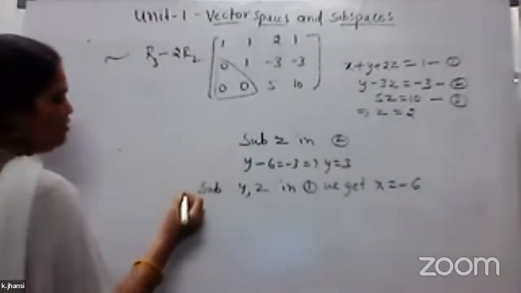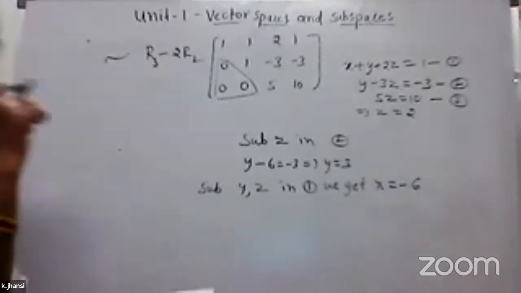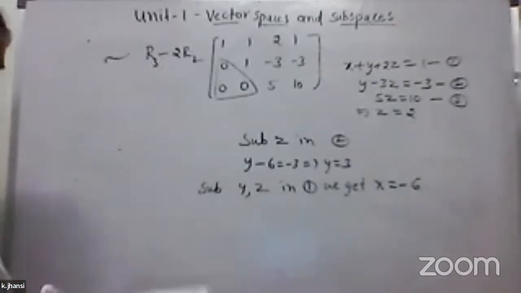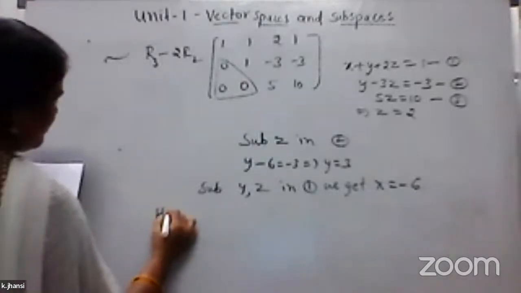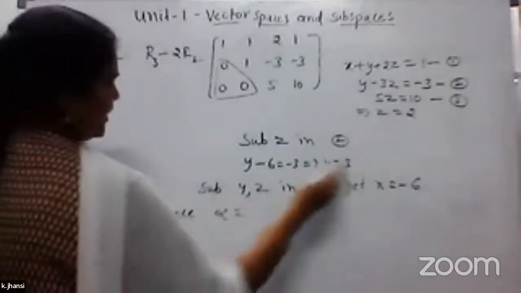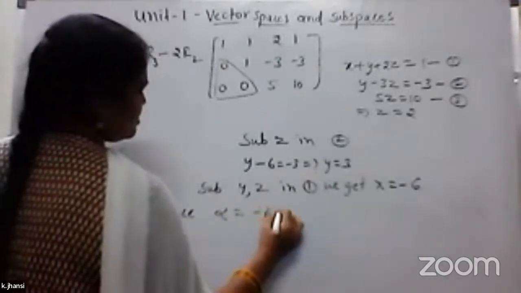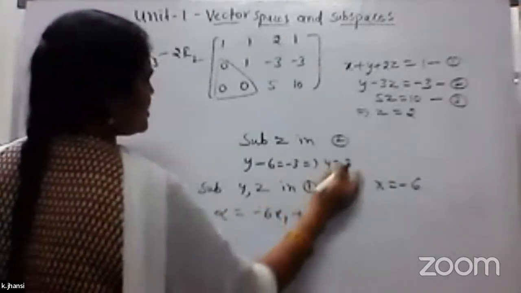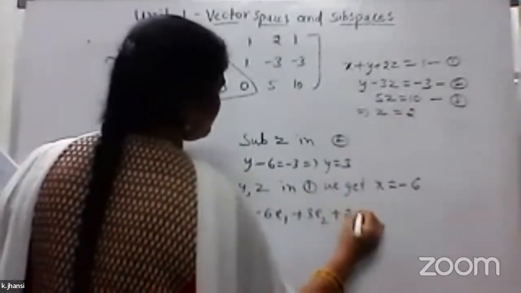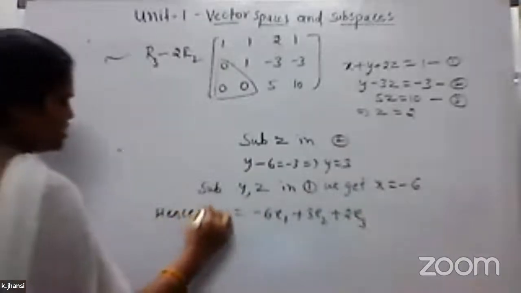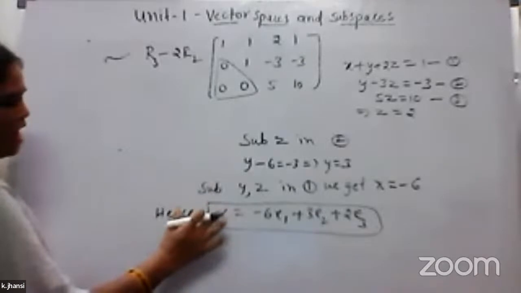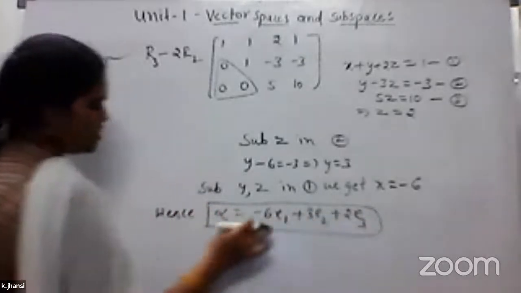Okay. So now this is the answer. Whatever the alpha, beta values are there, you will get those values. Therefore, hence, alpha is equal to x times E1, that is minus 6 into E1, plus the y value 3 into E2, plus the z value 2 into E3. So this is our alpha value. Whatever combination you have written, alpha is the linear combination of these.